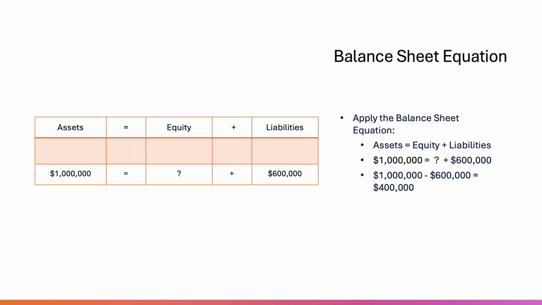Let's look at another example. If a company has assets equal to $1 million and liabilities are $600,000, how much is the firm's equity? Rearranging the equation, equity equals assets minus liabilities. That's 1 million minus 600,000, giving us $400,000 in equity.